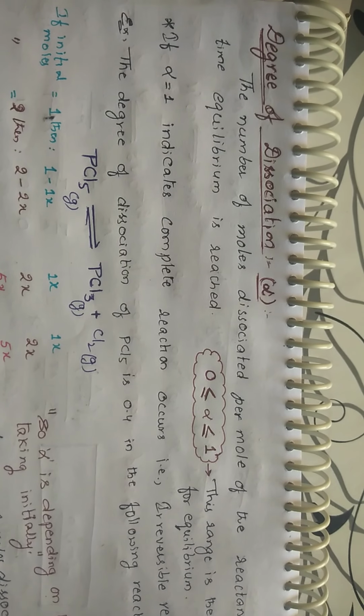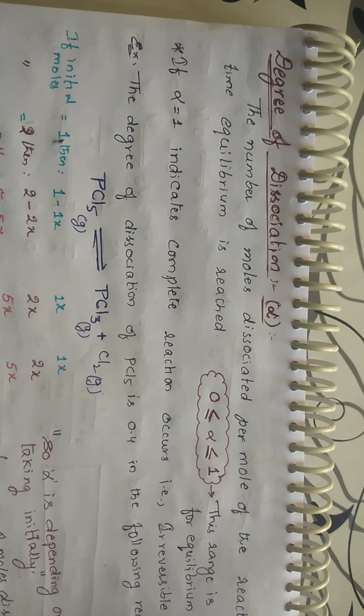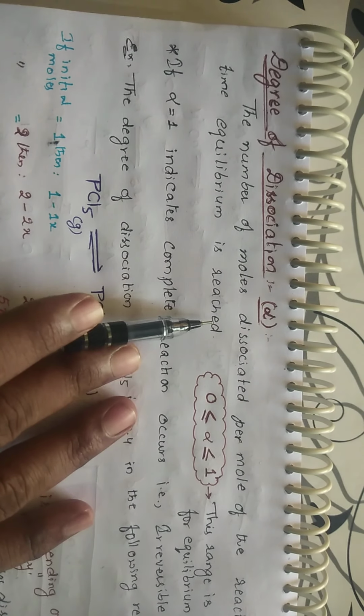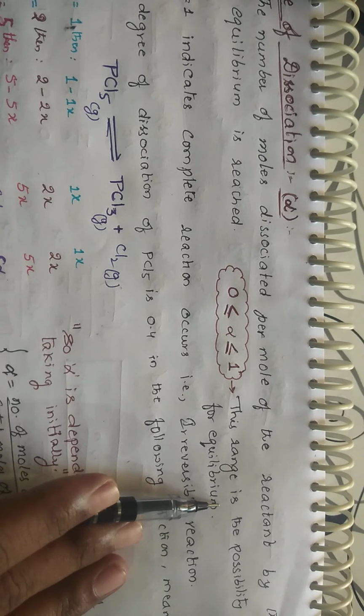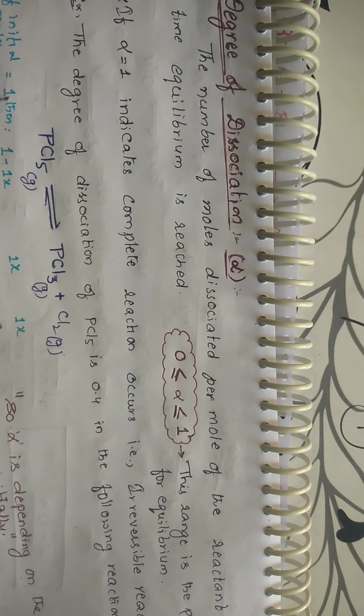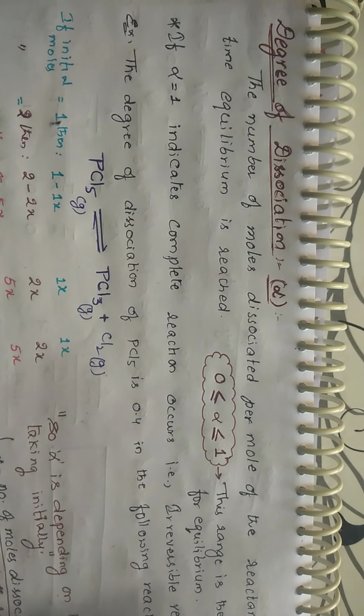Very good morning, students. Today we are going to deal with one more concept that is called degree of dissociation. What does that indicate? It indicates the number of moles dissociated per mole of the reactant by the time equilibrium is reached.